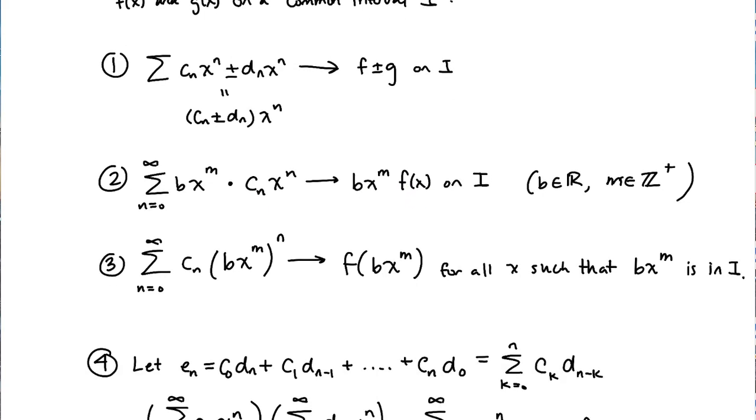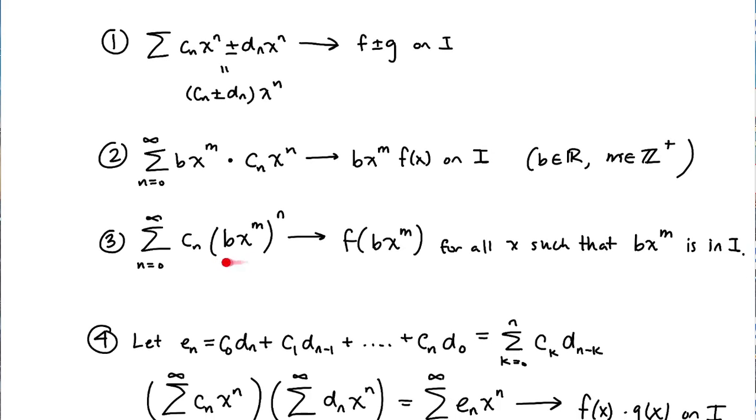Okay, next, let's say that you took your f series and evaluated the power series at bx to the m. So you went ahead and substituted that x for bx to the m. Then that power series will converge, and it will converge to f of bx to the m, again on that same interval I.